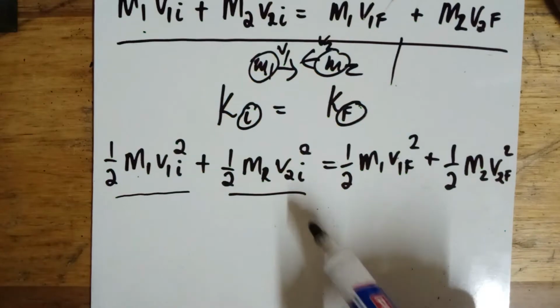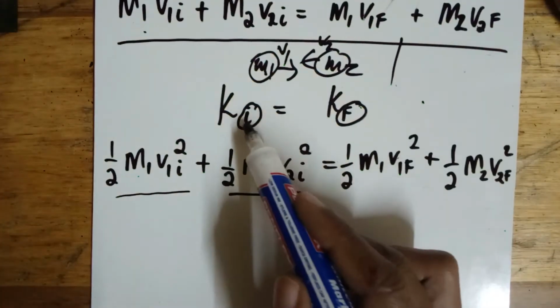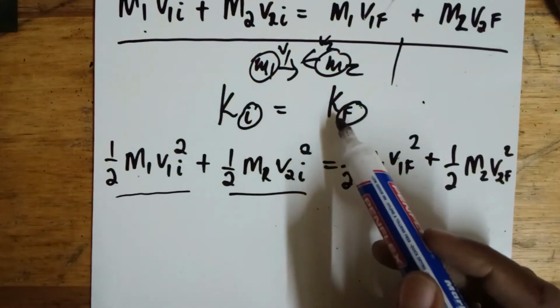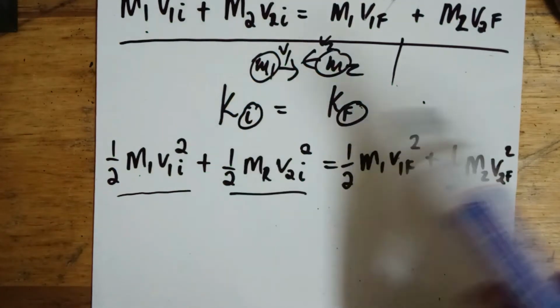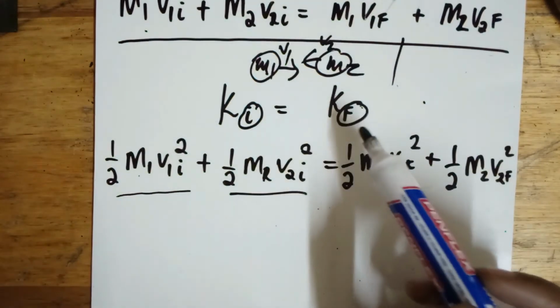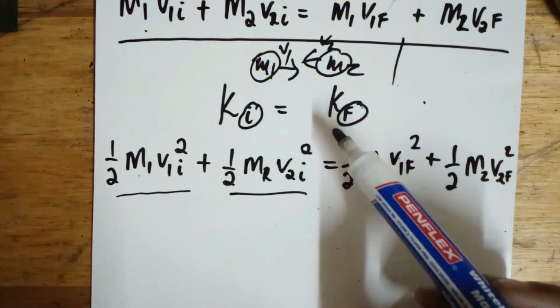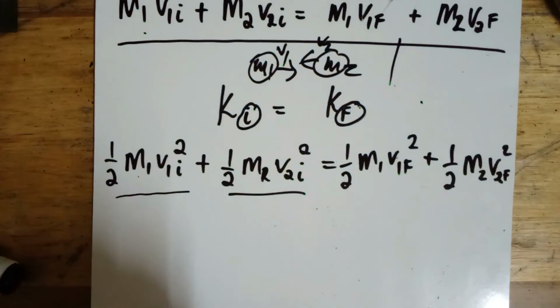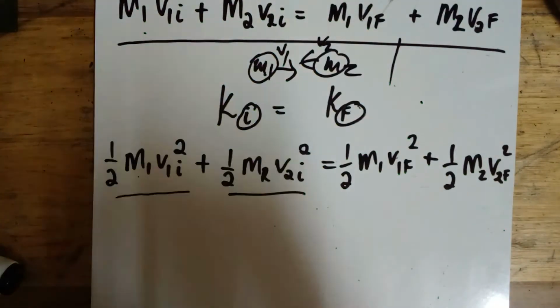If that collision is elastic, this equation will stand: Ki, the total kinetic energy before, will be equal to the total kinetic energy after the collision. However, if it is an inelastic collision, this equation will not stand. You'd find that the total kinetic energy before and after collision will not be equal, and then we can tell that this collision is in fact inelastic. But now let us do a calculation where we see all of this in practice.